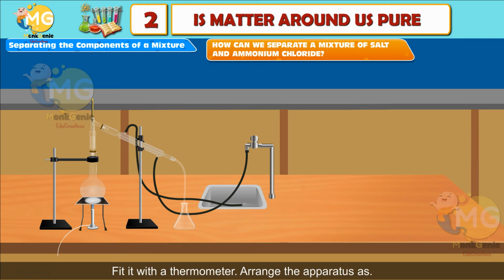Fit it with a thermometer. Arrange the apparatus as shown. Heat the mixture slowly, keeping a close watch at the thermometer. The acetone vaporizes, condenses in the condenser and can be collected from the condenser outlet. Water is left behind in the distillation flask. This method is called distillation.